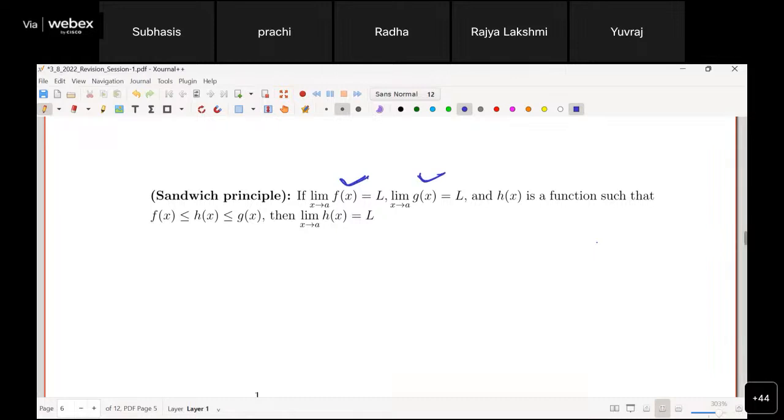Please mute yourself. Bhaskar, can you please mute yourself?